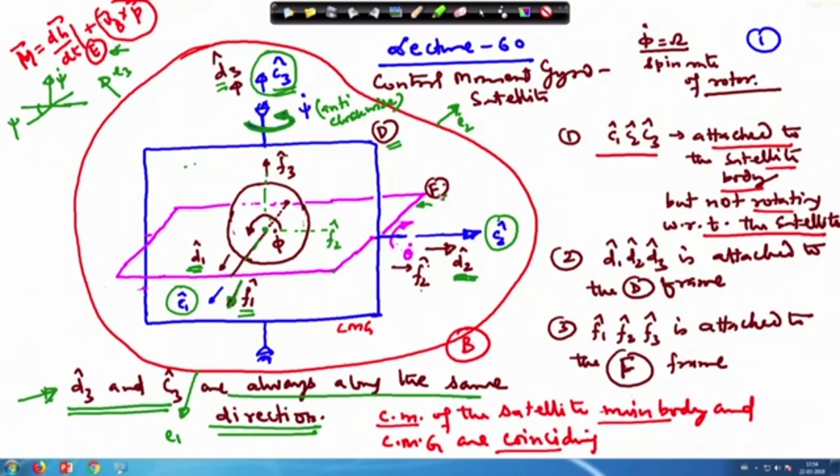Now, we can start. All the things I have written here: F1, F2 are attached to frame F; D1, D3 are attached to frame D; and C1, C2, C3 are attached to the satellite body and form a non-rotating frame. It will rotate only along with the satellite, but not with respect to the satellite.